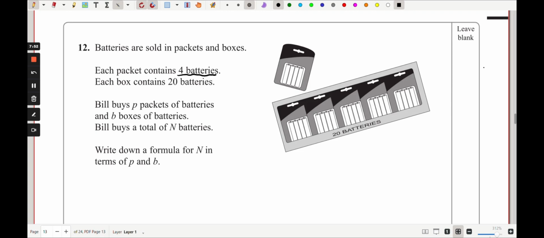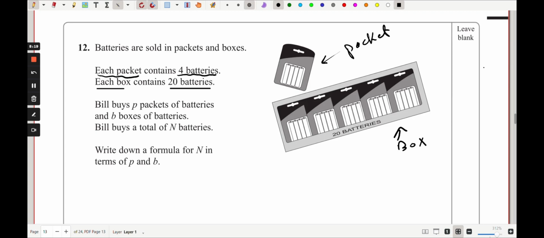Now each box contains 20 batteries. This is each box and this is each bucket. Here's the bucket and here is the box. Now the opposite, here is the bucket and here is the box. Yes, here is the box and here is the bucket.